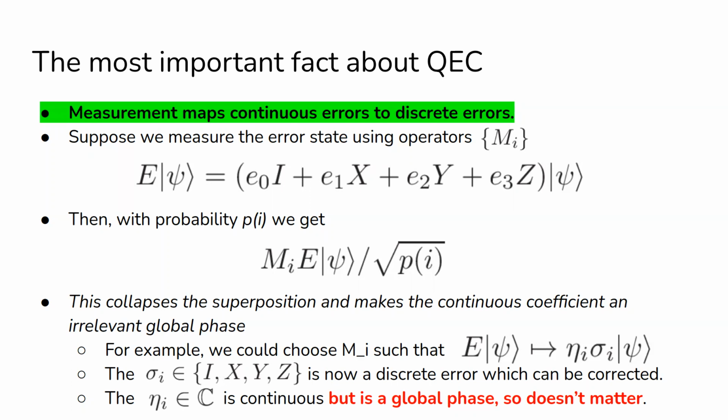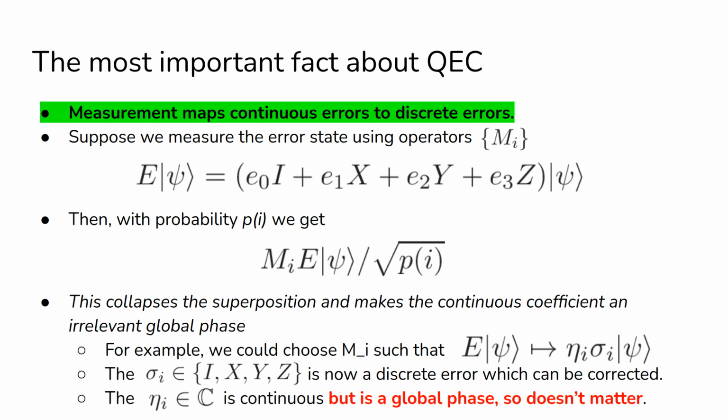And now the key thing about eta_i, the continuous coefficient, is that it's a global phase. Global phases do not influence the measurement statistics, and so we don't care about that. It could be infinitesimal, it could be continuous, it could be whatever. It's there, but it doesn't matter.